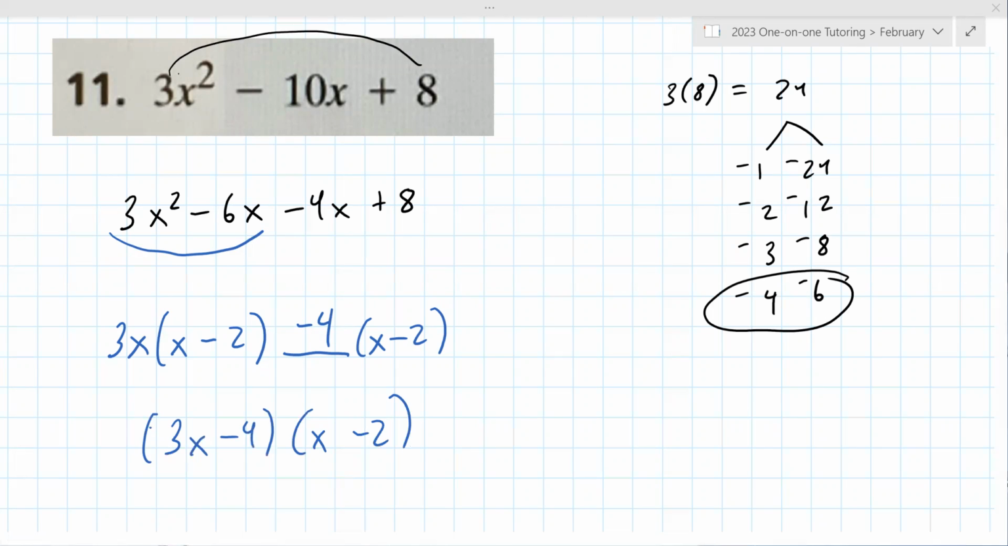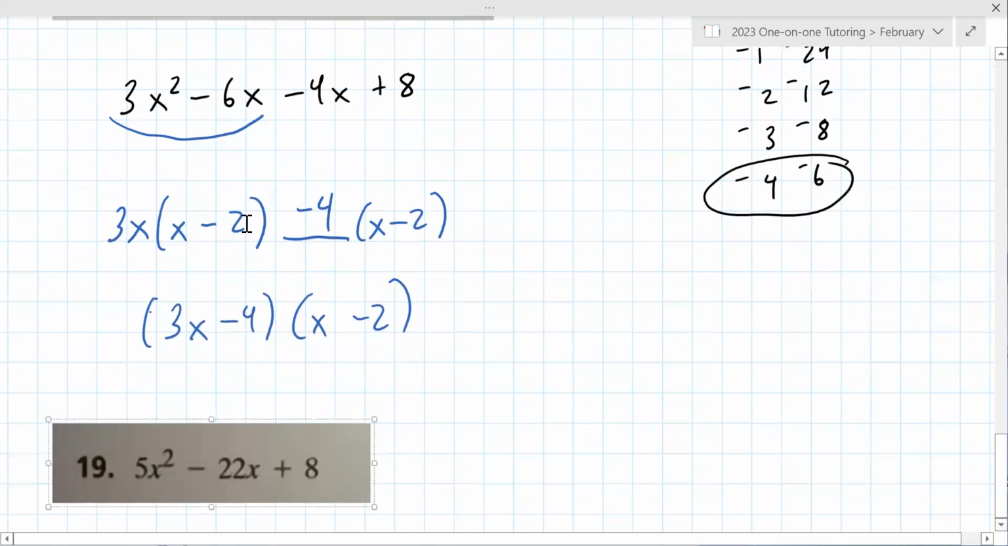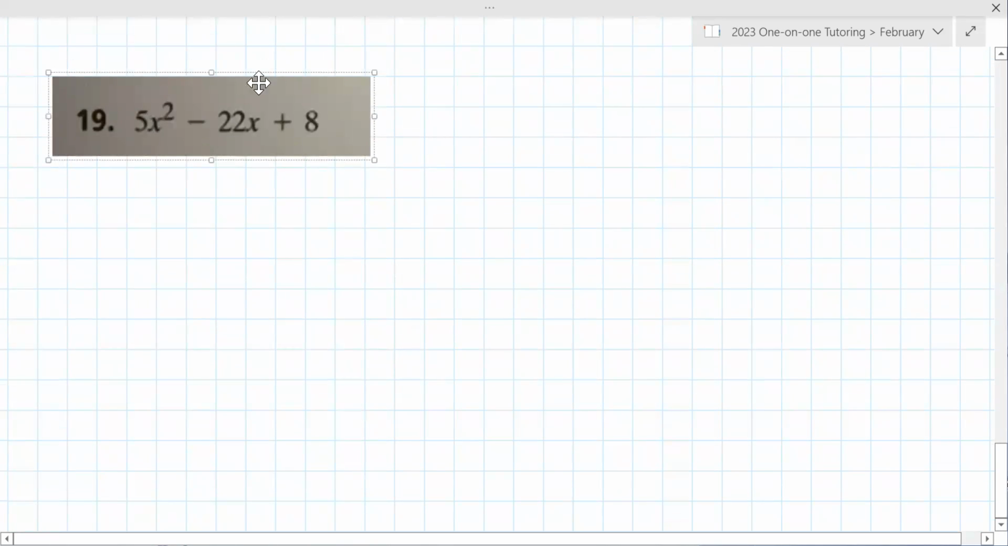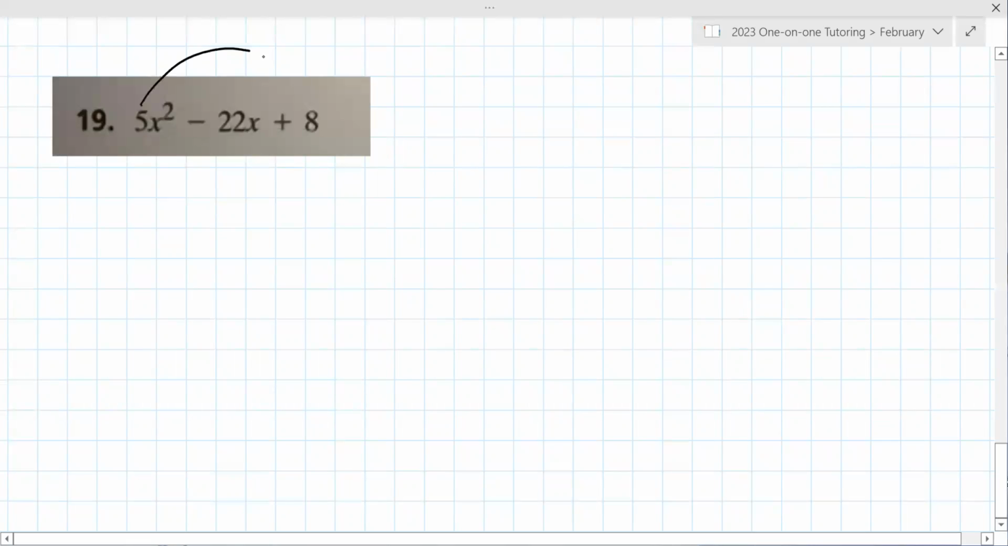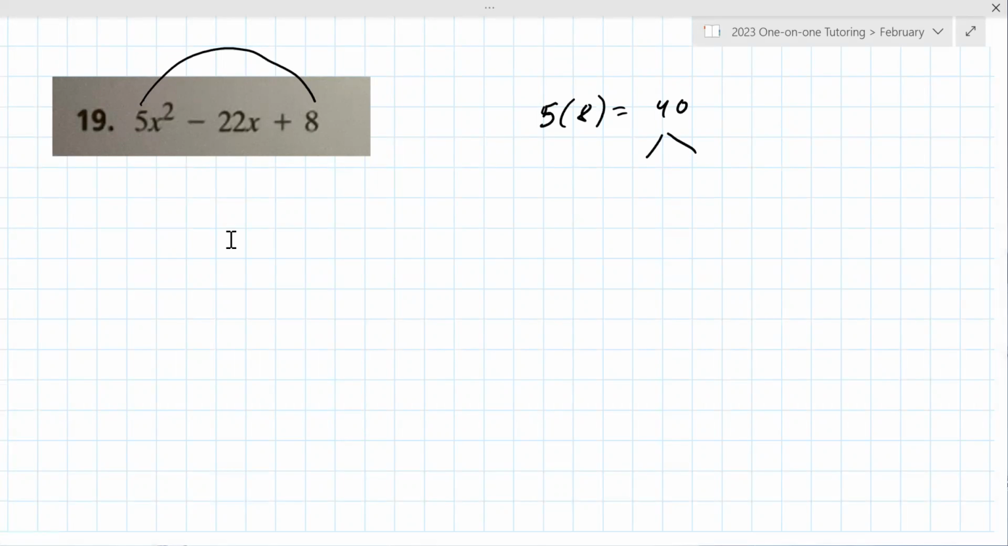So I'm drawn to 19 next. If you need me to, I can always go back and write something down. For 19, I see it's a minus plus again. These are very repetitive. 5 times 8 is 40. So this time again, two numbers that multiply to 40 but add up to negative 22. You don't have to make the full list, you just have to give me the right number. What ends up being the two numbers?